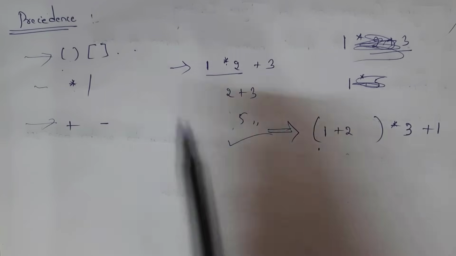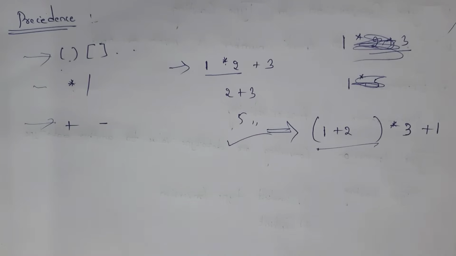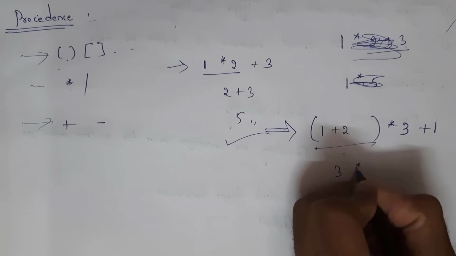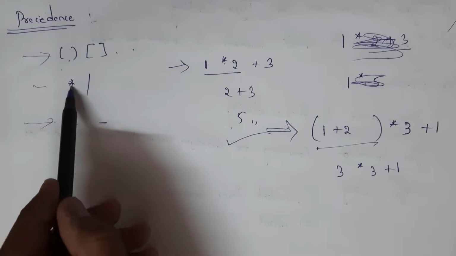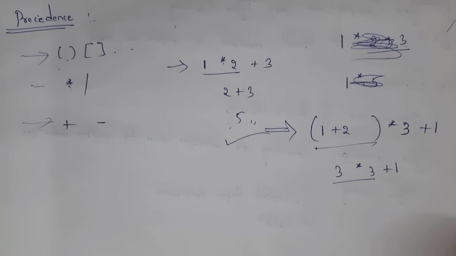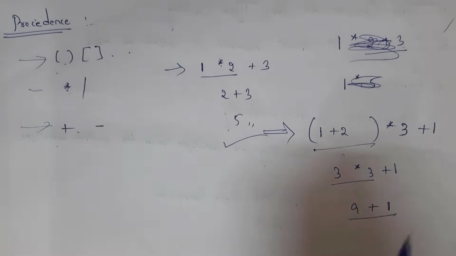This is another example. Here we need to give first priority to brackets. So at first we need to calculate 1 plus 2 because they are present in brackets. So 3 into 3 plus 1. After that the next priority is for multiplication, so we multiply 3 into 3, that is 9 plus 1. The last priority is for addition. So 9 plus 1 is 10.